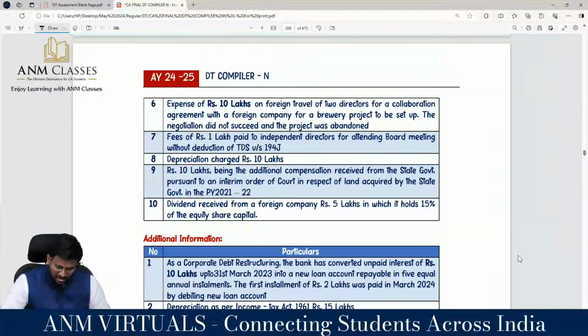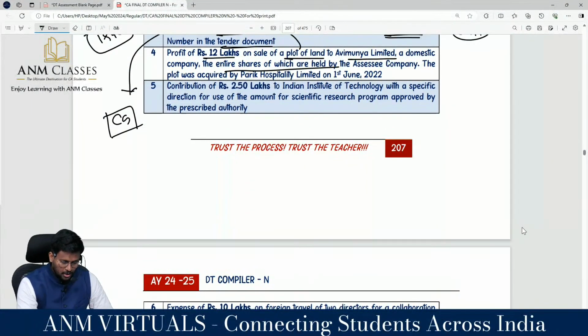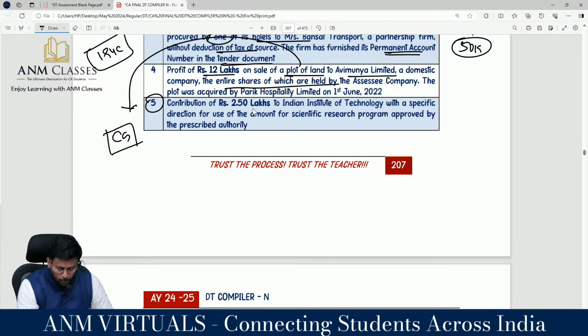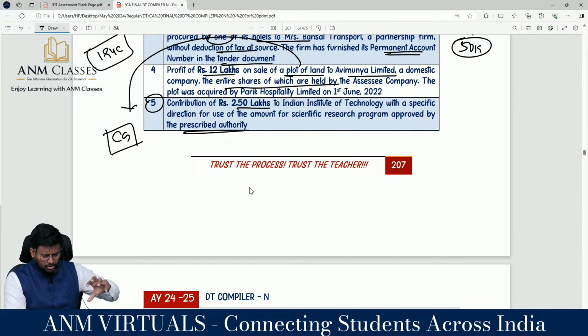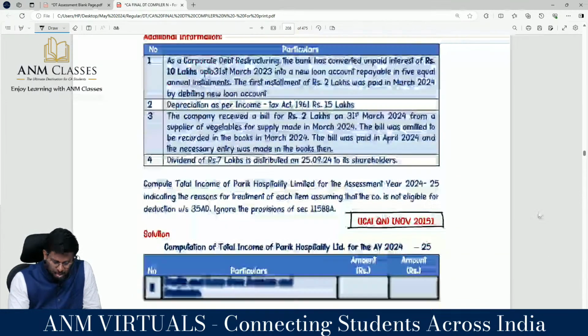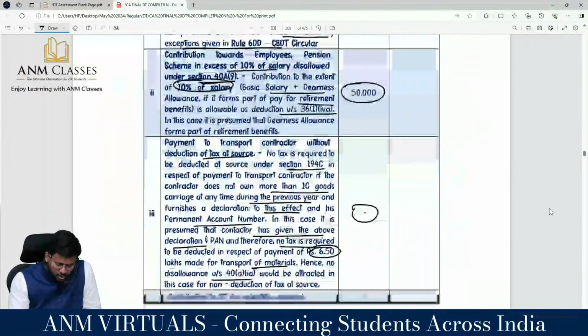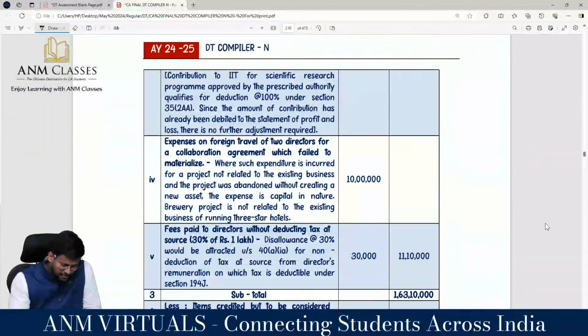Super fantastic, sir. I'm moving to the next one. Contribution of rupees 2.5 lakhs to IIT with a specific direction for use of the amount for a scientific research program approved by the prescribed authority. It is allowed as per section 35. If you are contributing to IIT, National Laboratory, or University, 100% of the expenditure debited to the P&L account will be allowed as a reduction. They have debited 100%. No need to do anything. It is allowed.